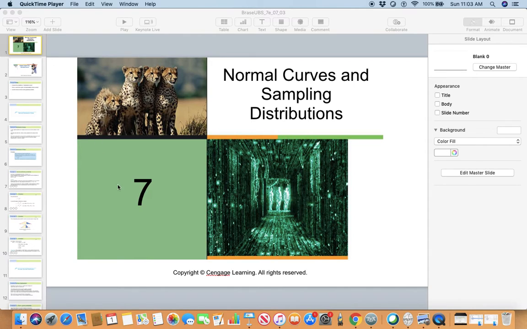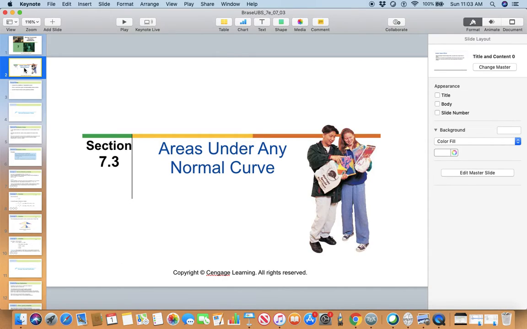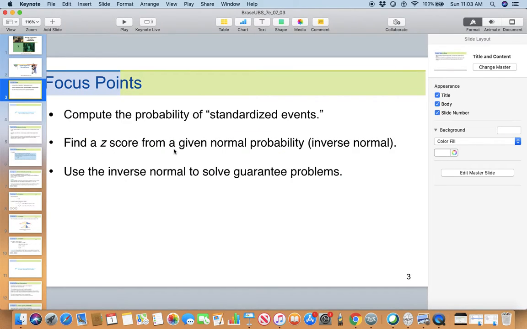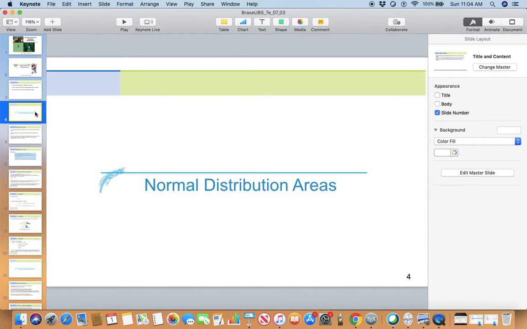Welcome back. Chapter 7, Section 7.3: Areas under any normal curve. The focus points of this section are: compute the probability of standardized events, find a z-score from a given normal probability, that is, inverse normal, and use the inverse normal to solve guarantee problems. So let's see what these mean.